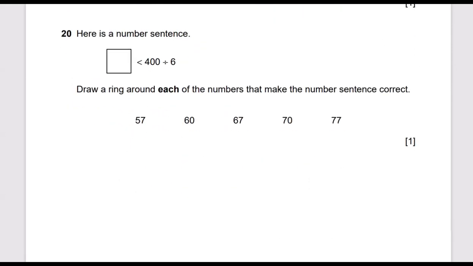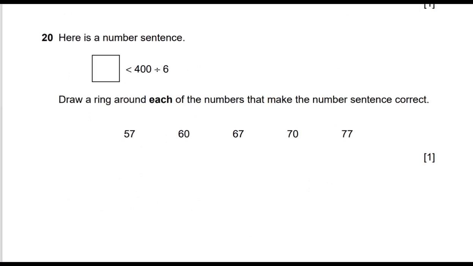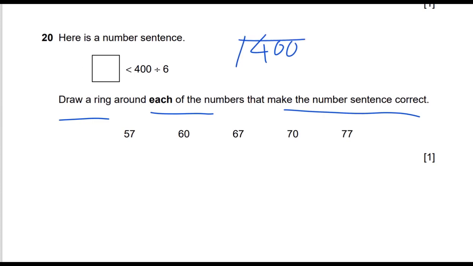Number 20. Here's a number sentence: something is smaller than 400 divided by 6. Draw a ring around each of the numbers that make the number sentence correct. So 400 divided by 6. You should know what that is.